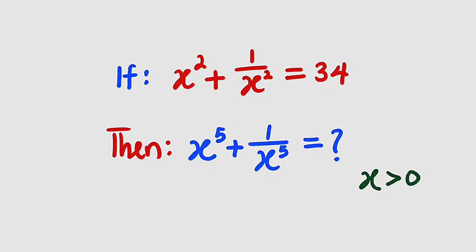Hello, good day viewers. In this tutorial, we are going to find a solution to this simple Olympiad mathematics question. The question reads, if x squared plus 1 divided by x squared is equal to 34, we are asked to find the value of x to the power of 5 plus 1 divided by x to the power of 5, for which x is greater than 0.